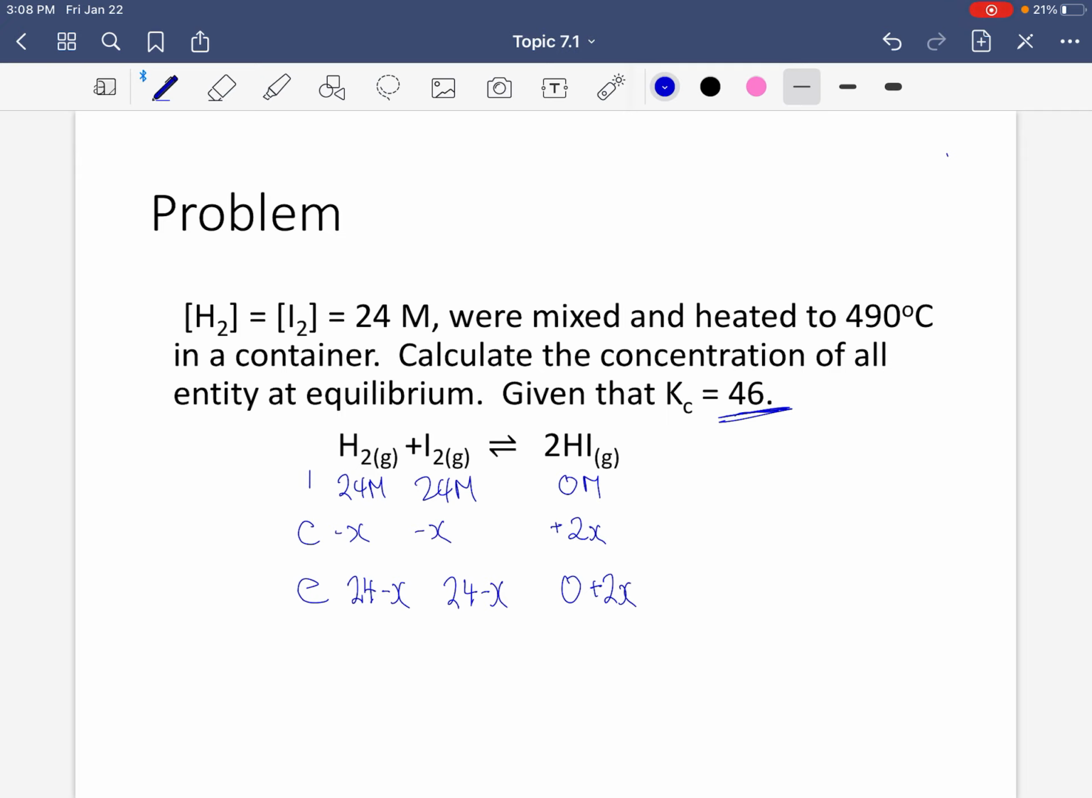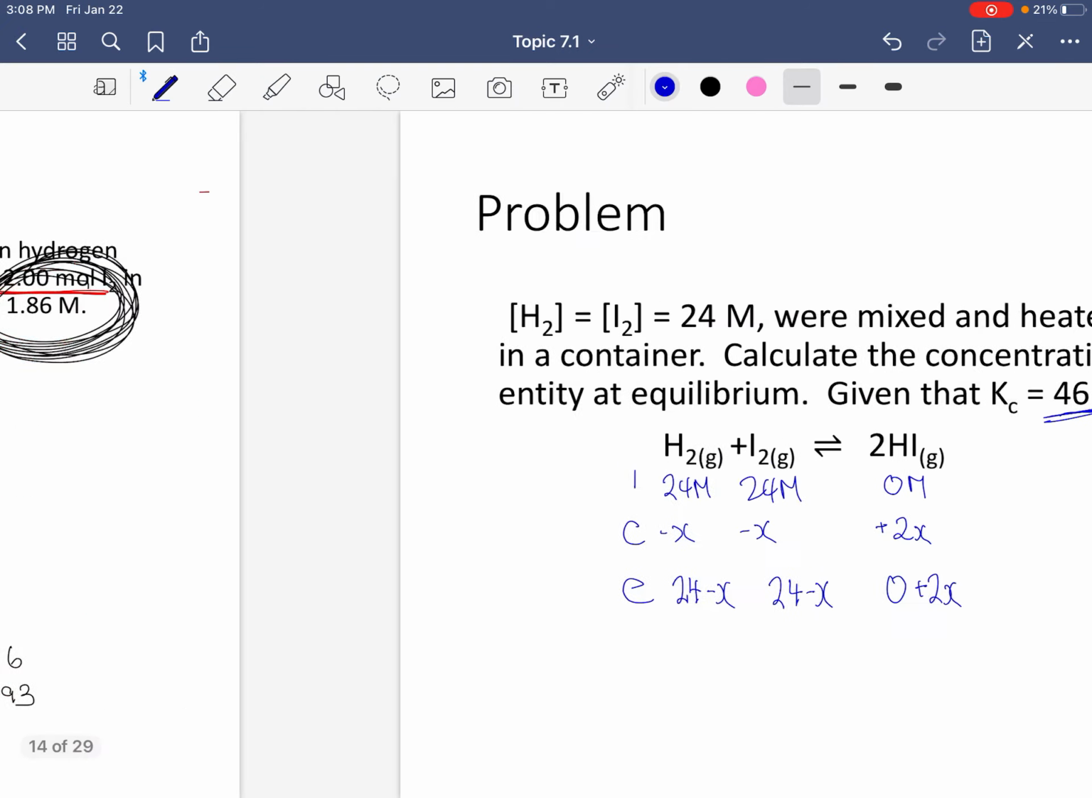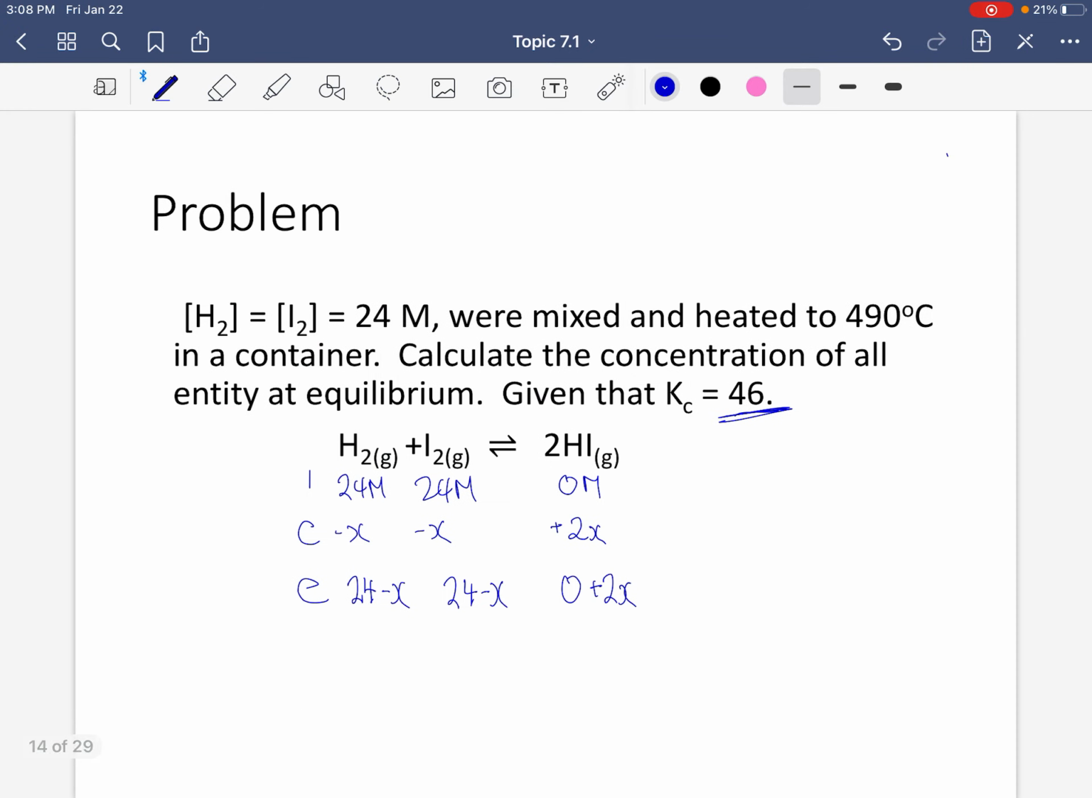Unlike last question, where I actually gave you what HI is, so you could find X by substitution or just solving the equation, this time I didn't give you any equilibrium concentration. I never said at equilibrium that one of these is a certain number, because if I did, you would make that equal to that number. No, I didn't give you anything. I did give you Kc.